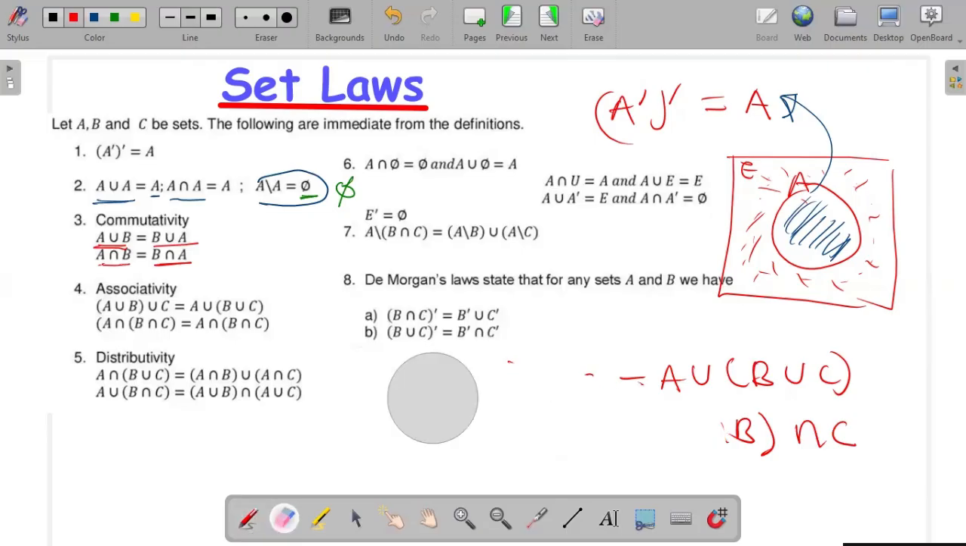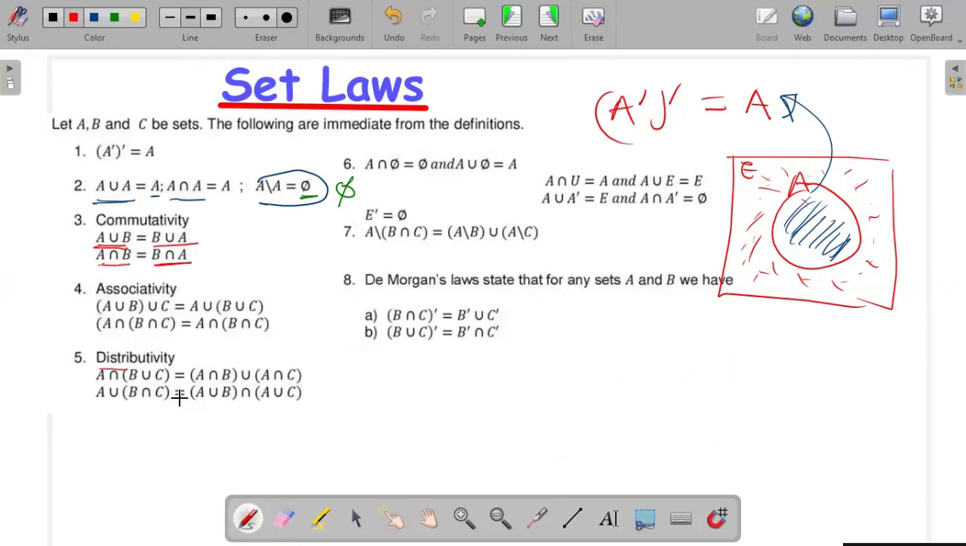Okay, then the next law we are looking at is the distributive law. Distributive law just means I can distribute the sets that I have. So you see that in the first part you have A intersect, then you have B union C. When you have such different signs, the distributive law just means I can distribute my A intersect to my B, then I also distribute my A intersect to my C.